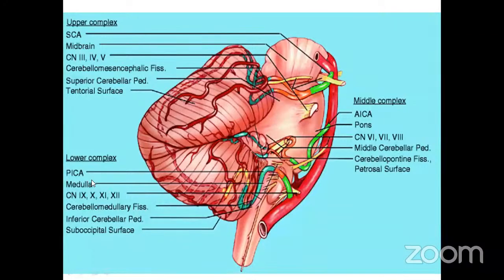The lower complex includes an important artery known as the posterior inferior cerebellar artery, the one shaded in dark green color. It has the medulla and 4 important cranial nerves: the glossopharyngeal, vagus, accessory, and hypoglossal nerves. The cerebellomedullary fissure is between the cerebellum and the medulla, with the inferior cerebellar peduncle, and it has the suboccipital surface of the cerebellum.